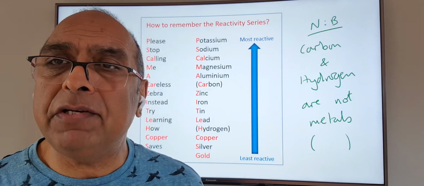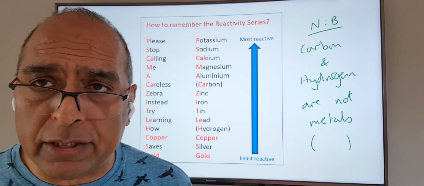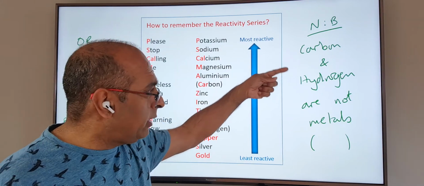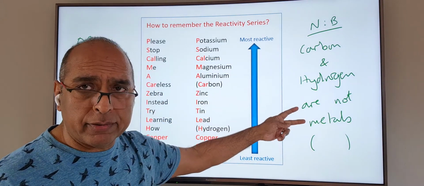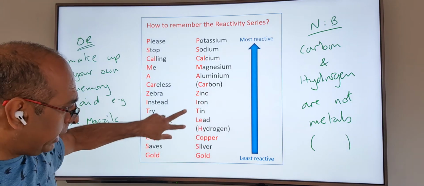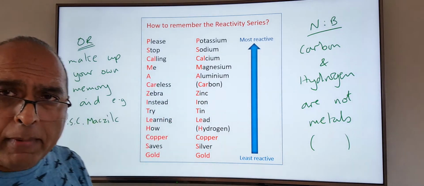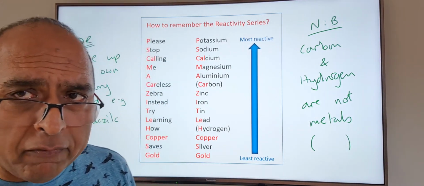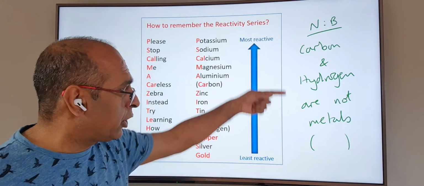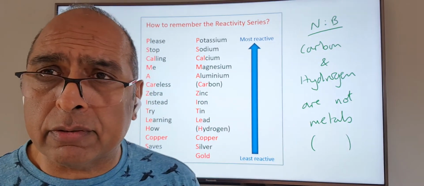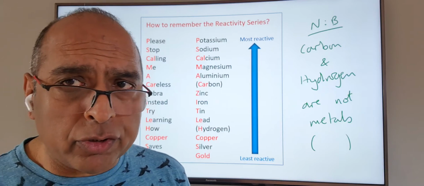But whenever you're dealing with these reactivity series, please note, carbon and hydrogen are not metals. So they appear in brackets. They're not metals, but it's good to know their position. You can do a lot of chemistry knowing the position of carbon and hydrogen, even though they are not metals. Well, let me give you one such use.